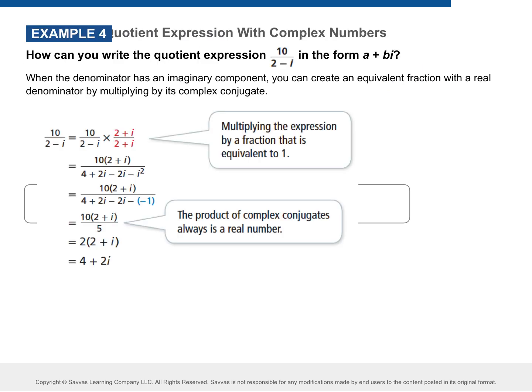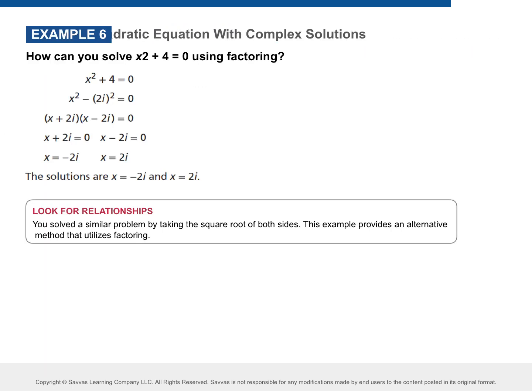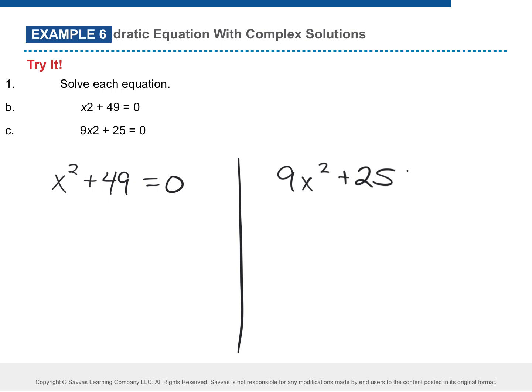Last thing we're going to talk about today. We kind of already did this at the beginning. It's just solving. So we have x squared plus 49 equals 0. And I have 9x squared plus 25 equals 0. How do I solve that first one? How do I get x by itself?